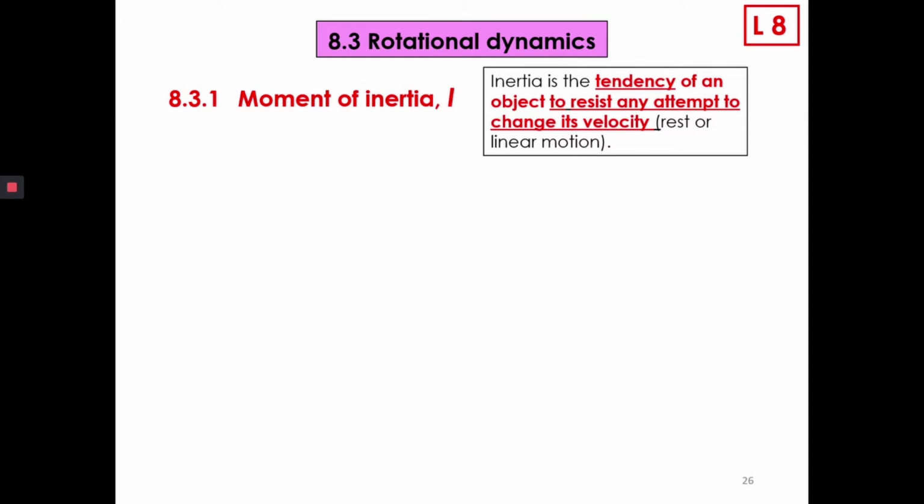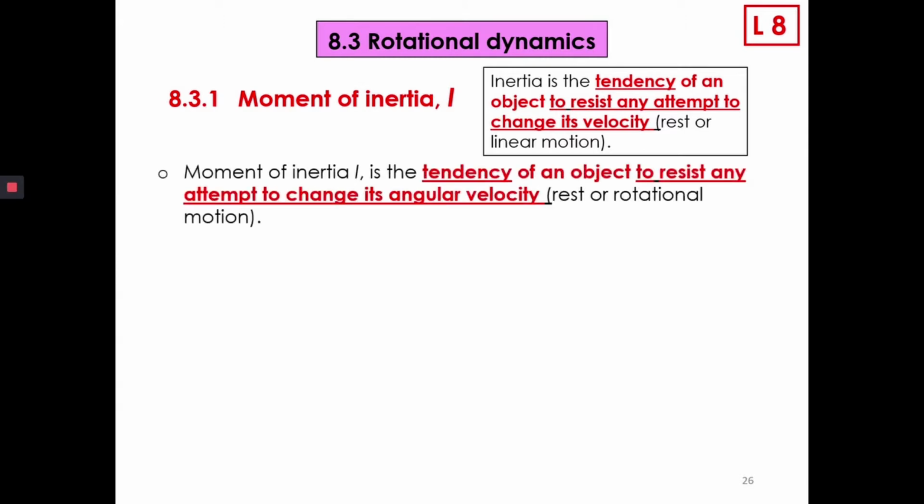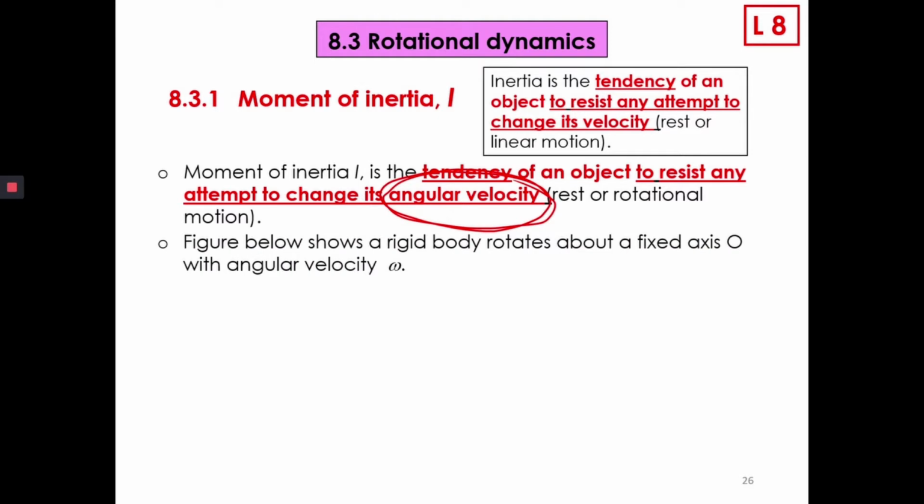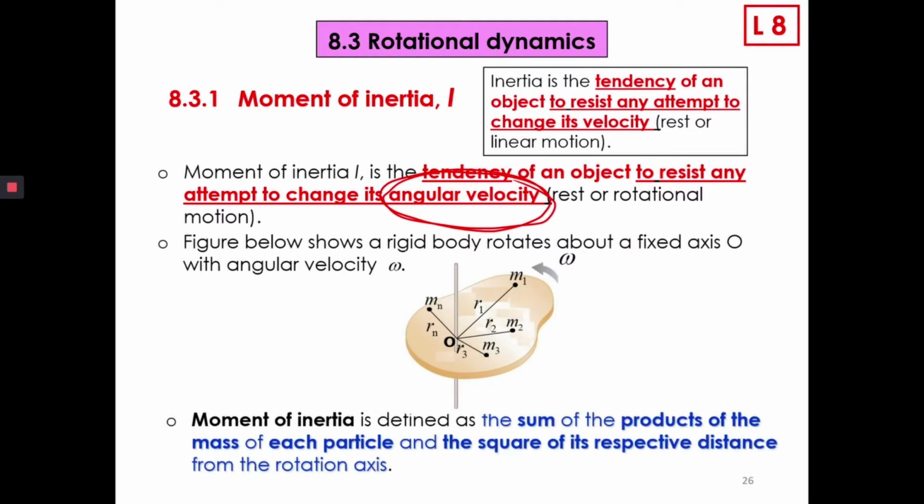Okay, inertia. Recall back, inertia is the tendency of an object to resist any attempt to change its velocity from rest or from linear motion. So moment of inertia is the tendency of an object to resist any attempt to change its angular velocity. Moment of inertia is related with rotation, so it is resisting attempts to change angular velocity. This figure shows a rigid body rotating about a fixed axis.